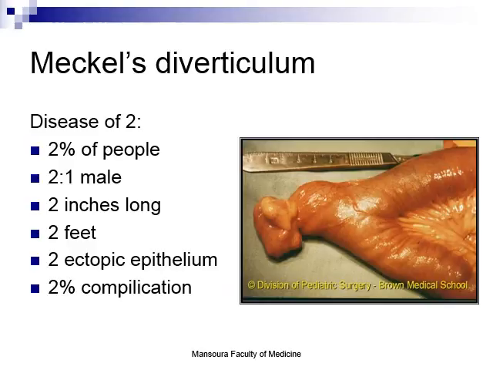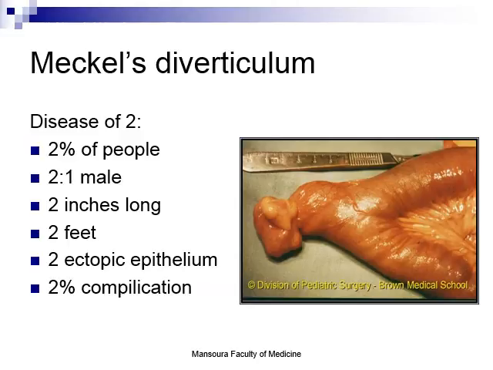Meckel's diverticulum has a famous statement because it's called the disease of two. We call it a disease of two because it is present in 2% of the people. It is present in males more than females, 2 to 1. It's usually 2 inches long. It is located 2 feet from the ileocecal valve. It usually contains 2 kinds of ectopic epithelium. And 2% of the people having Meckel diverticulum will experience some kind of complication. So it is a disease of 2.